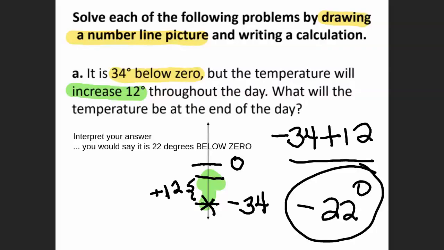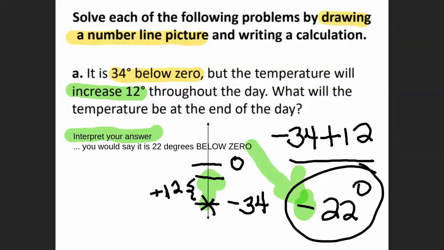To interpret our answer, which is right here, it is 22 degrees below 0. This negative is the symbol for math that says below 0. Okay.